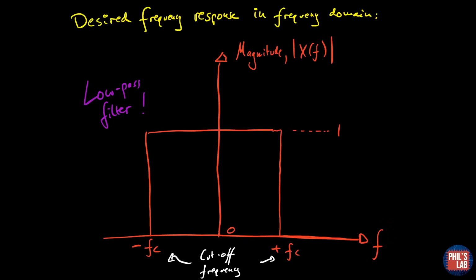So let's look at a simple low-pass filter, which has this frequency response in the frequency domain. We have magnitude on this axis and frequency on this axis, and we want to pass frequencies below a certain cutoff frequency, known as FC, with a magnitude of 1, and above that cutoff frequency, we don't want to pass any frequencies. And this is the ideal low-pass filter.